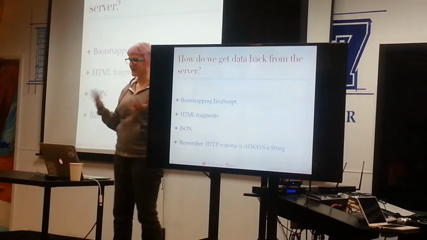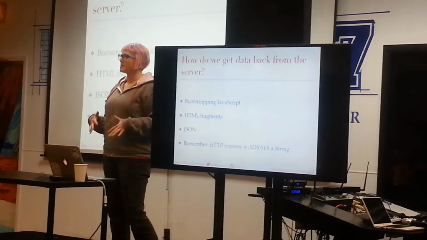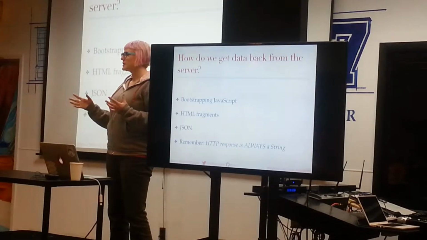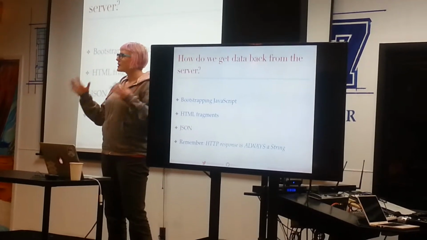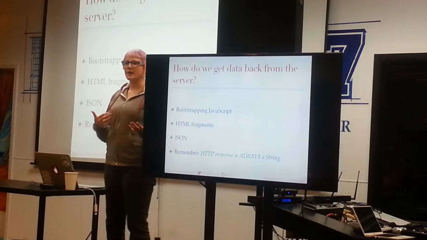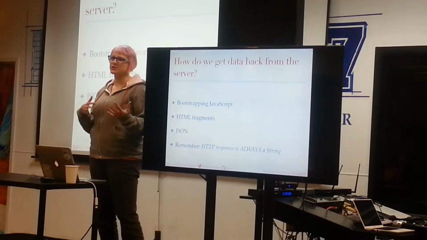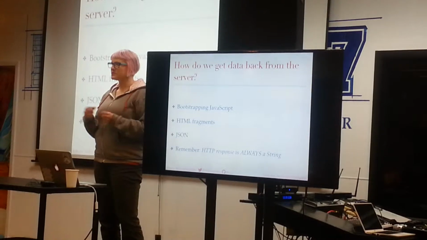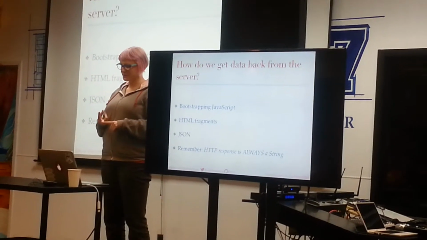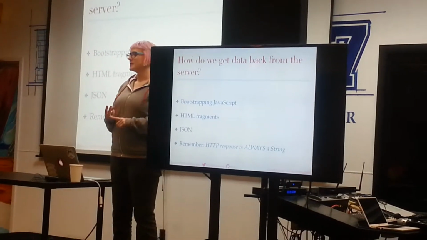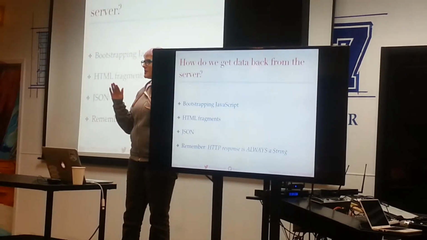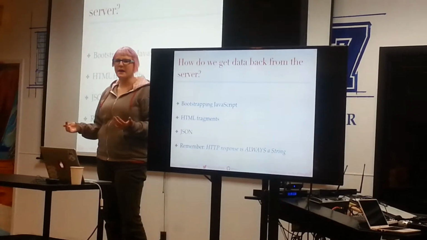And then how do we get data back from the server? This is really what I want to focus on, because I think this is where a lot of confusion comes out, especially when architecting applications and trying to figure out what your AJAX requests should do and when they should do different things. So fundamentally, there are three ways: bootstrapping JavaScript, HTML fragments, and JSON. And remember, HTML is just strings. So it's all about manipulating that string that gets sent back and forth.